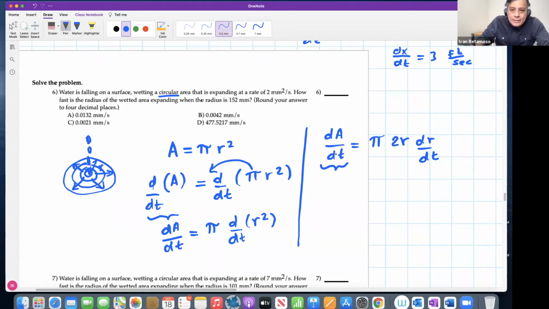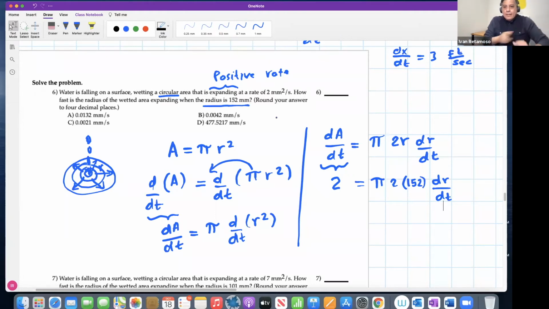Notice that this part is given. The circular area is expanding at a rate of 2 square millimeters per second. Expanding means positive, positive rate of change, so I write just 2. Pi, 2 times r. What is r at that moment? When you take the picture to find the rate of change of r, r is 152. So we're right here, 152. And this is the only quantity that is unknown. It's actually what you have to find.